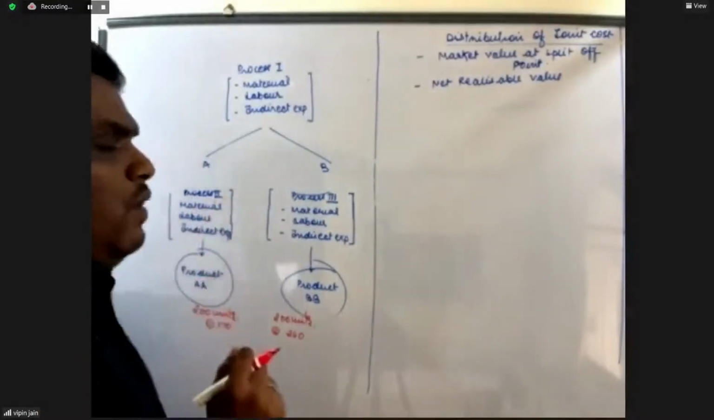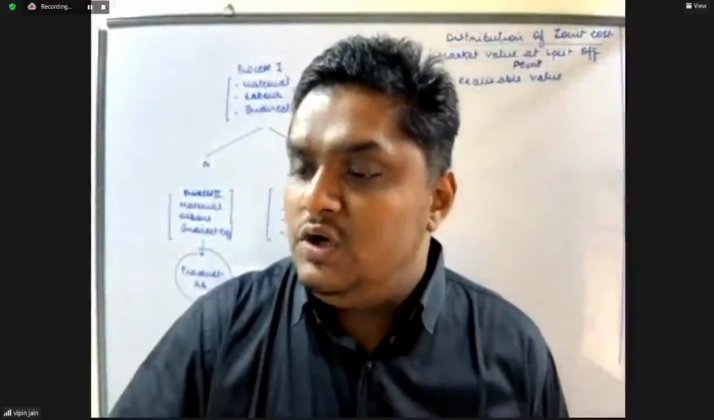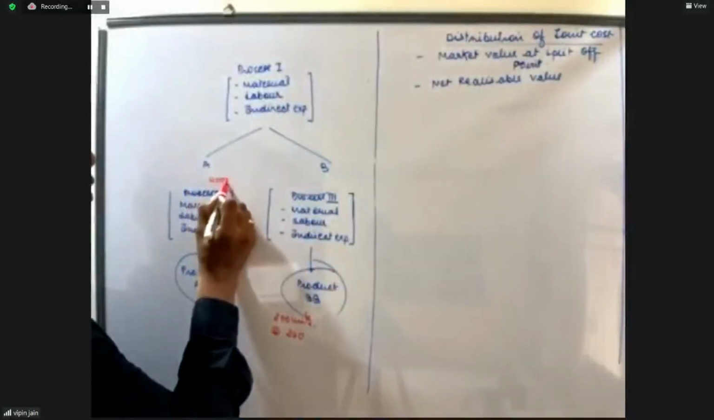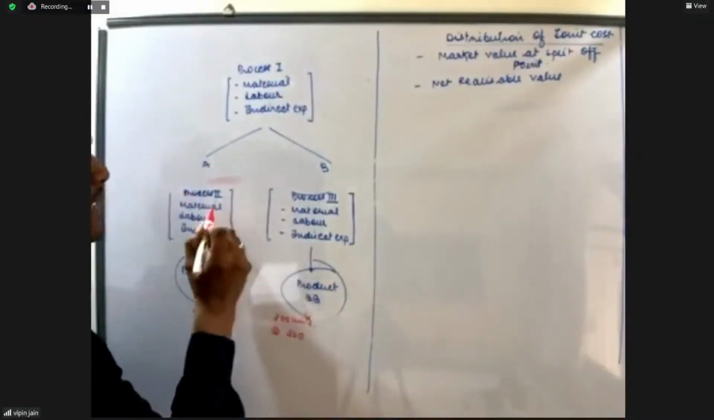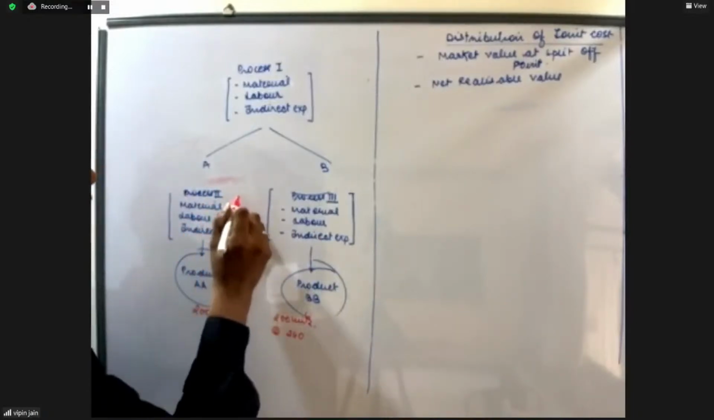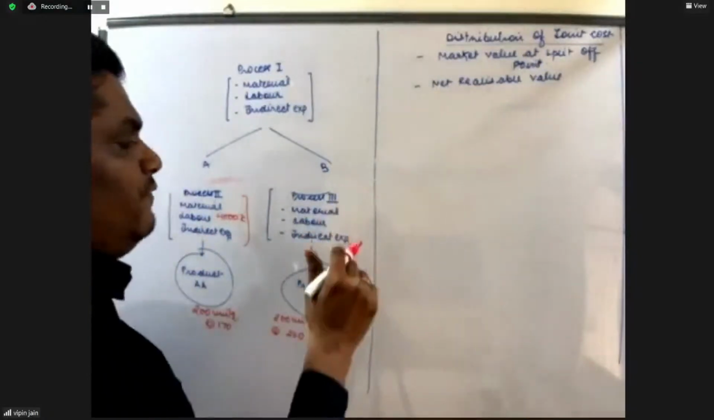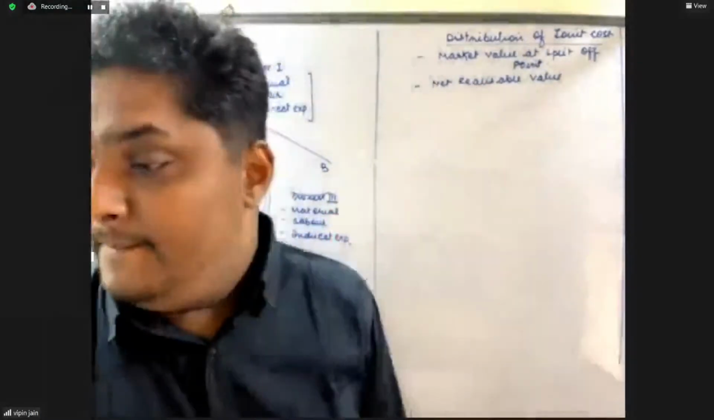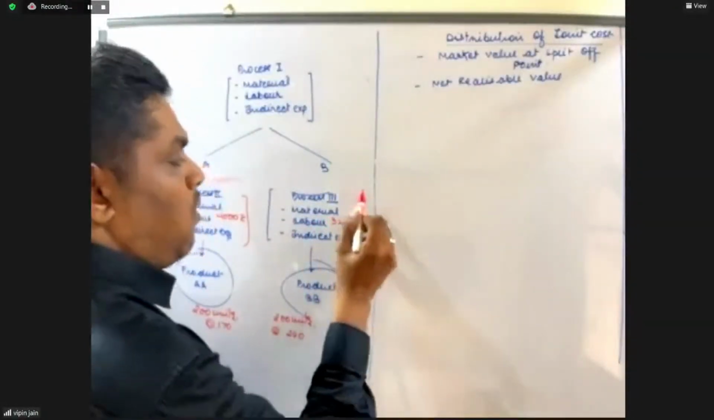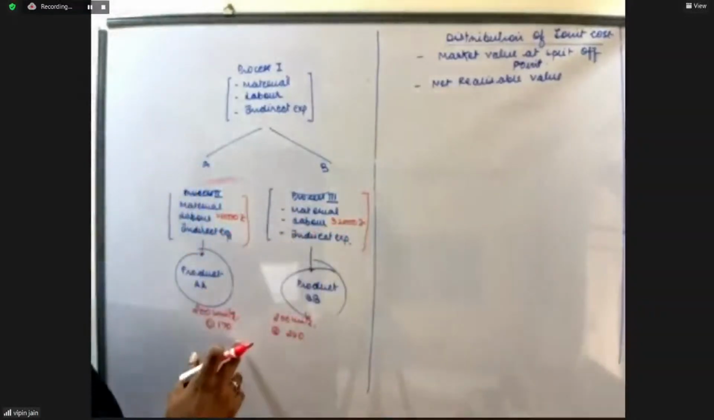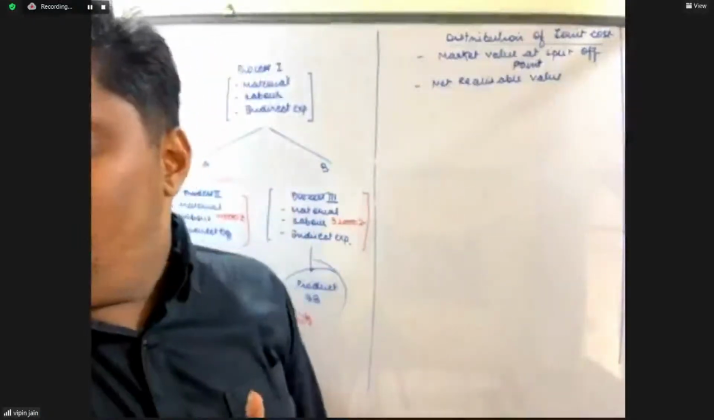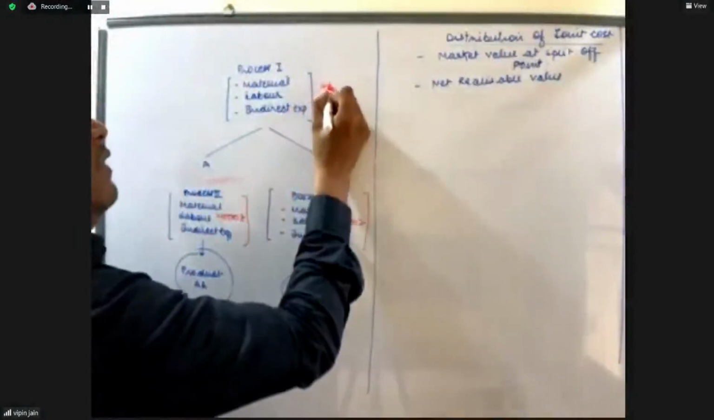Further, the processing cost of process second is 4,000 rupees. And the processing cost of process third is, let's say, 32,000 rupees. This is the further processing cost. When talking about the joint cost, let's say my joint cost is 64,500.